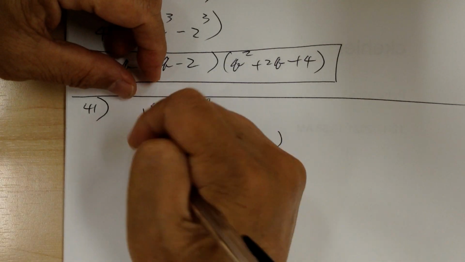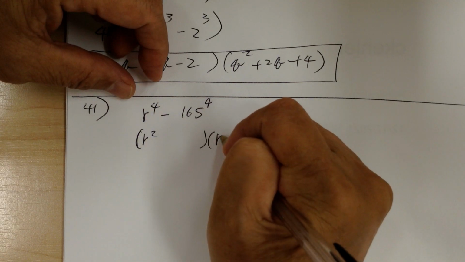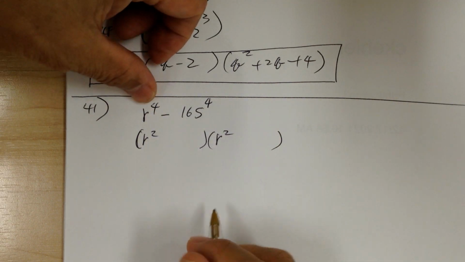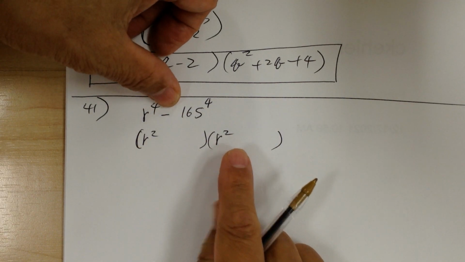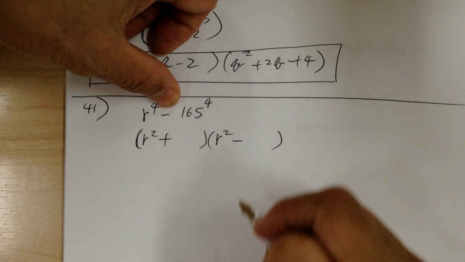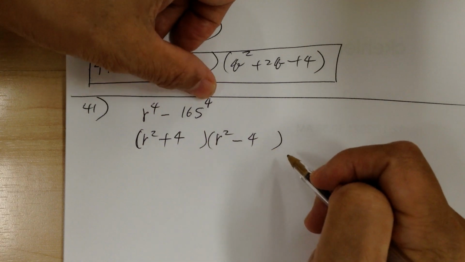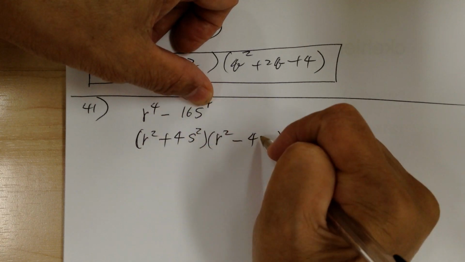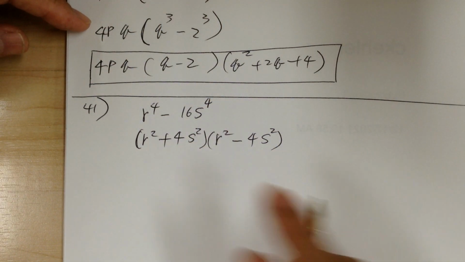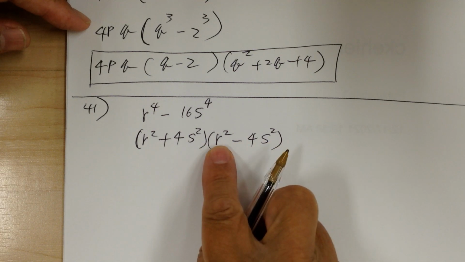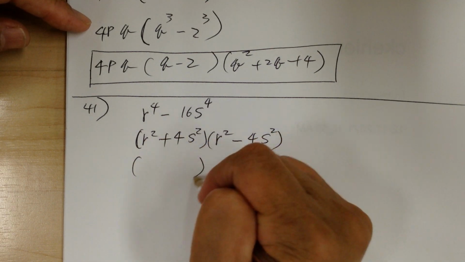Okay, so you need to have r squared times r squared, right? Just go down each term. So this one, you need the r squared. To get minus, you have to get plus, minus. To get 16, you need to get 4 and 4. 4 times 4 gives you 16. S to the 4, you need s squared and s squared, right? So this is done, but this one is still square minus square, right? So you have to do this one more time.